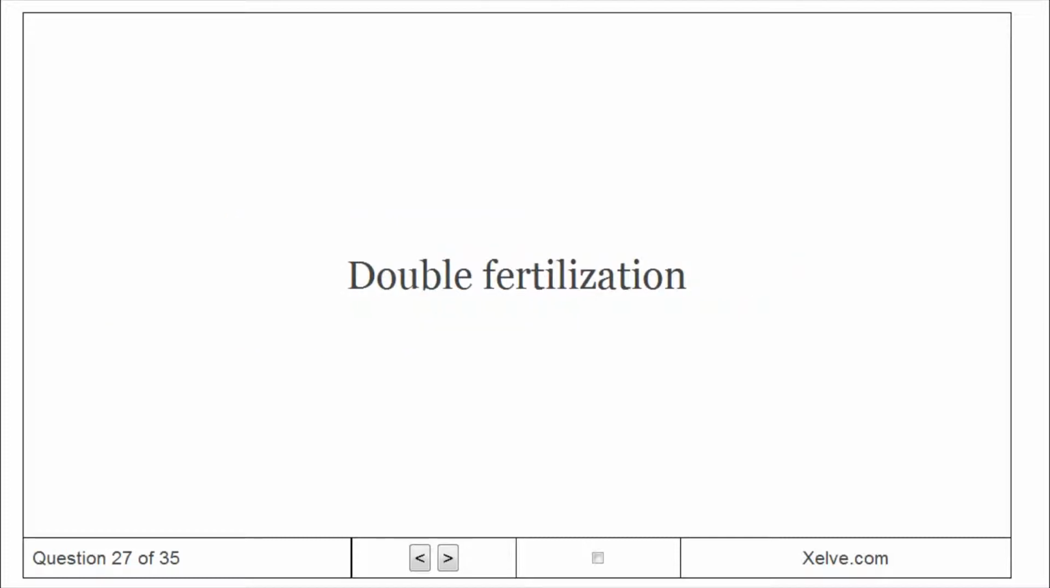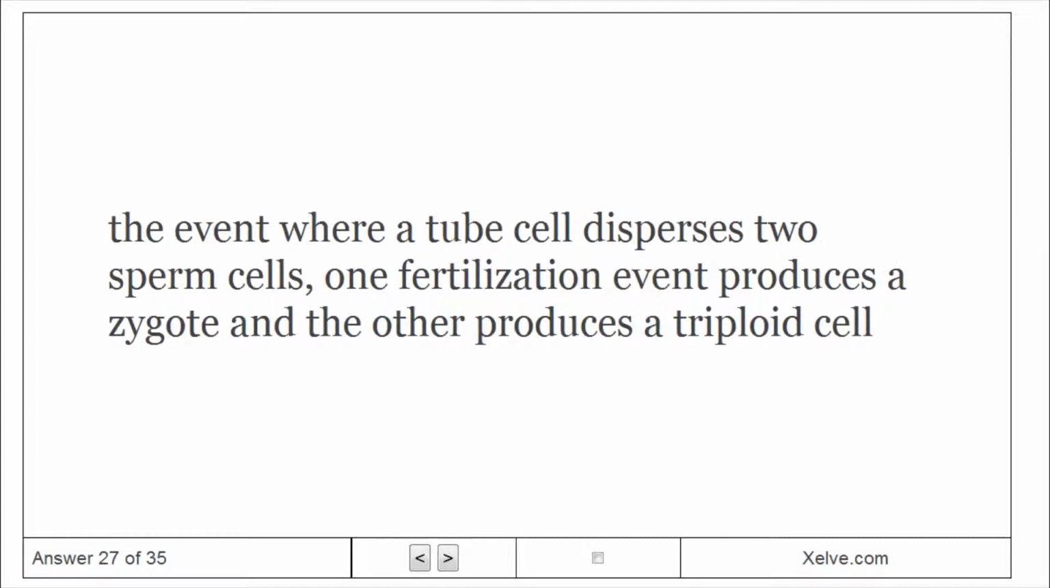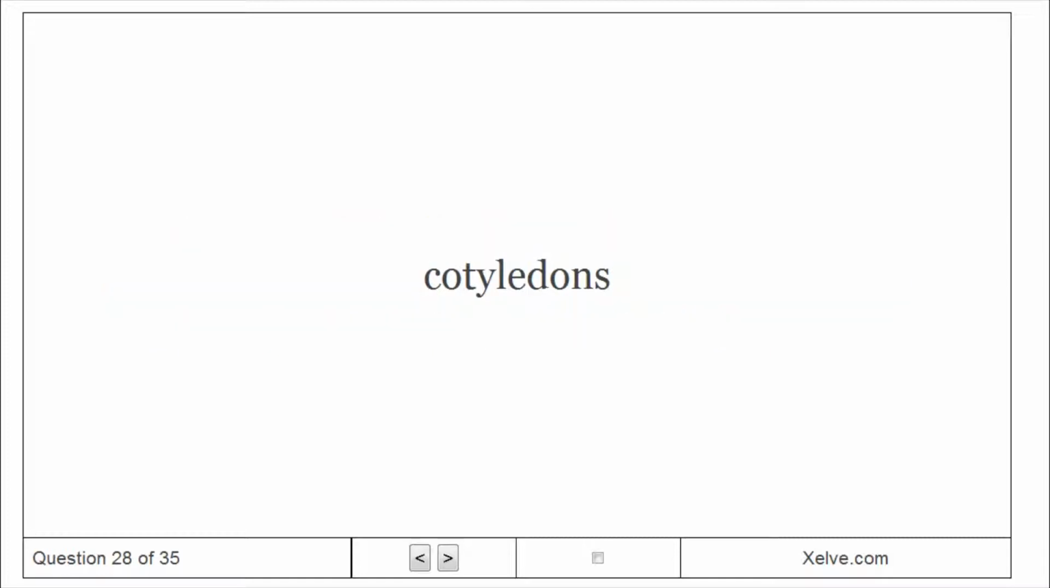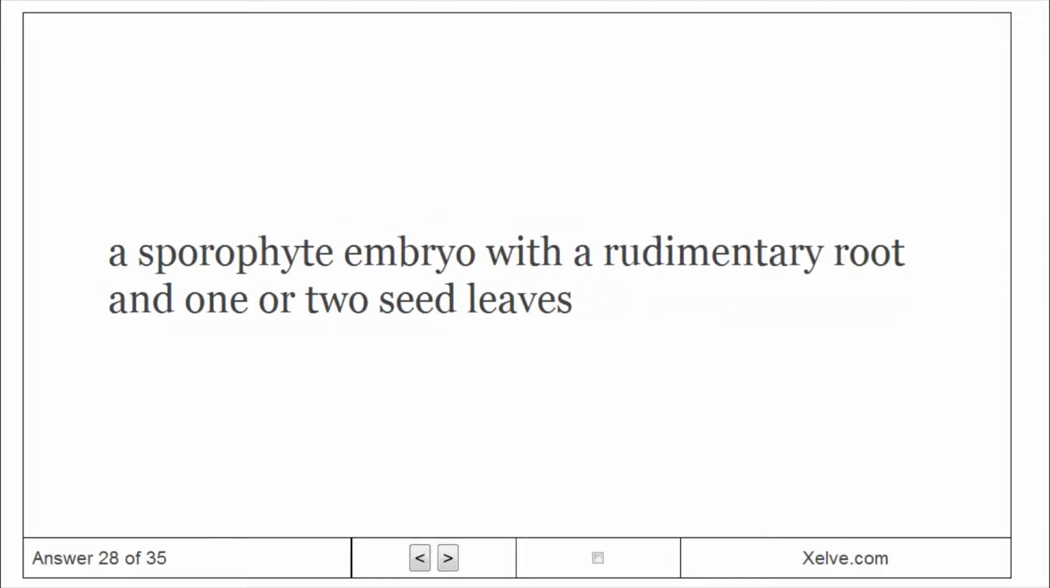Double fertilization. The event where a pollen tube discharges two sperm cells, one fertilization event produces a zygote and the other produces a triploid cell. Cotyledons. A sporophyte embryo with a rudimentary root and one or two seed leaves.